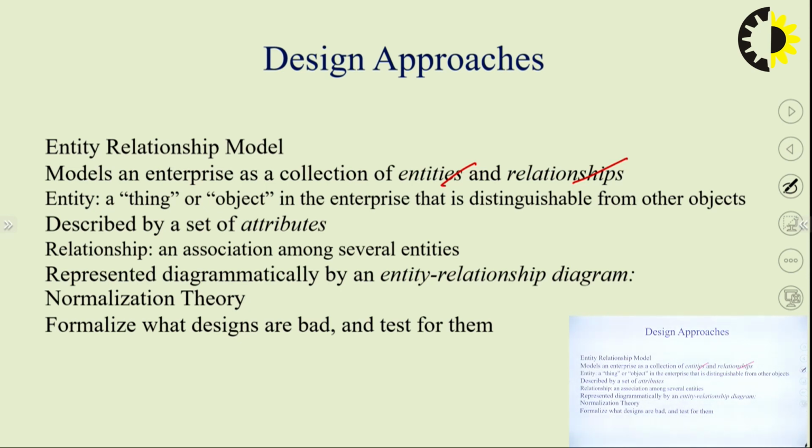Another approach is normalization theory, but we are not going to discuss normalization theory here. What is normalization theory? It formalizes what designs are bad and tests for them. Mainly we select the entities, the attributes, and the relationships among the entities, and we design the system. But from the normalization point of view, we select which entities or relationships are bad. We can break them down into smaller units if they are not utilized in a better way.